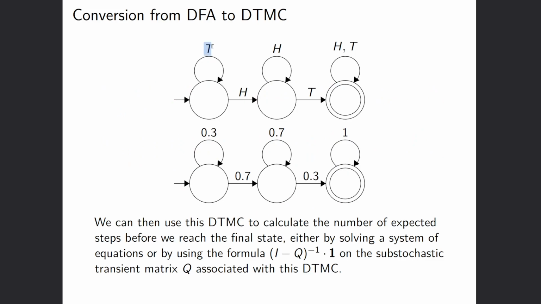So here, t, right, we know it's going to be 0.3, h is going to be 0.7, and then ht, well, h is 0.7, t is 0.3, so we add those up and we get 1, right? That's what this fancy formula is saying down here. And then we can use this DTMC to calculate the number of expected steps before we reach the final state, either by solving that system of equations that we talked about in that previous video, or by using the formula I minus Q inverse multiplied with the one vector on the substochastic transient matrix Q associated with that DTMC, which I talked about in a previous video, actually two previous videos, one of the original ones, and then the other one where I discussed a little bit about how we get that formula.